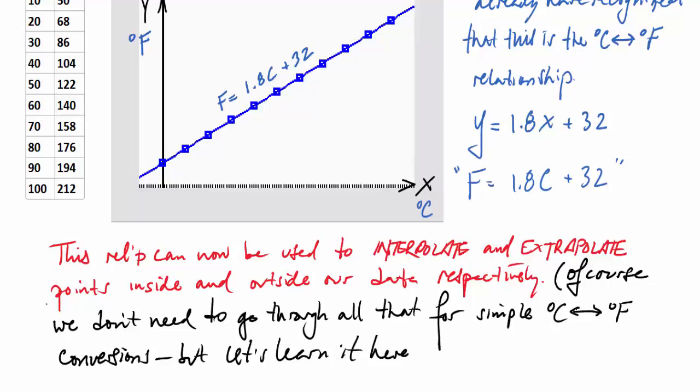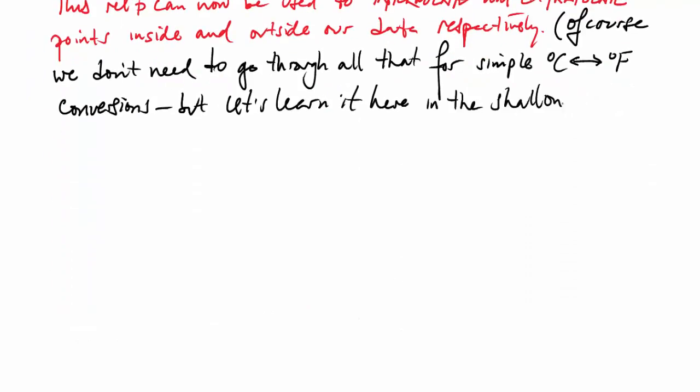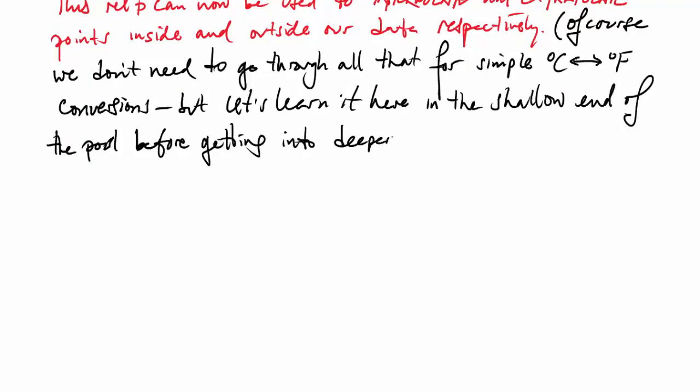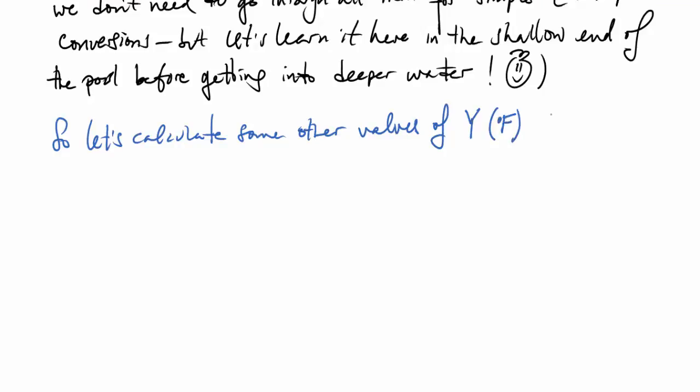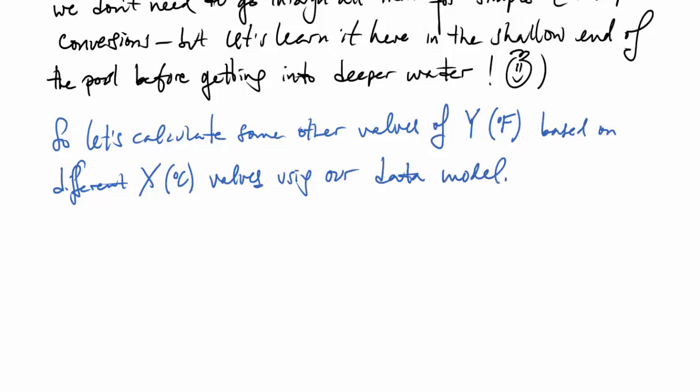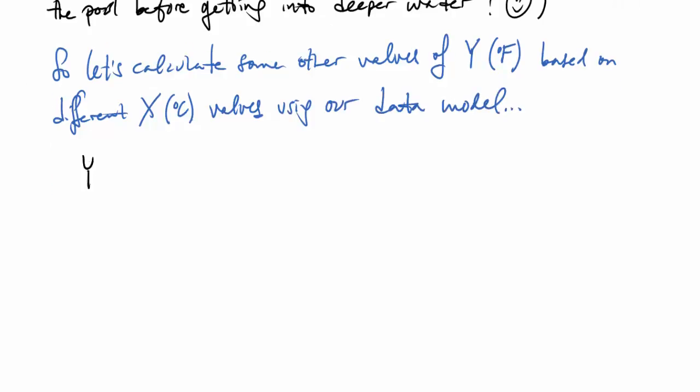You just can do it using algebra. But let's learn it here in what I'm going to call the shallow end of the pool before we get into the deeper water with data that's not quite so nice and clean. And we'll calculate some other values of Y or degrees Fahrenheit based on different values of X or degrees Celsius using our data model, the one that we just modeled in our calculator.